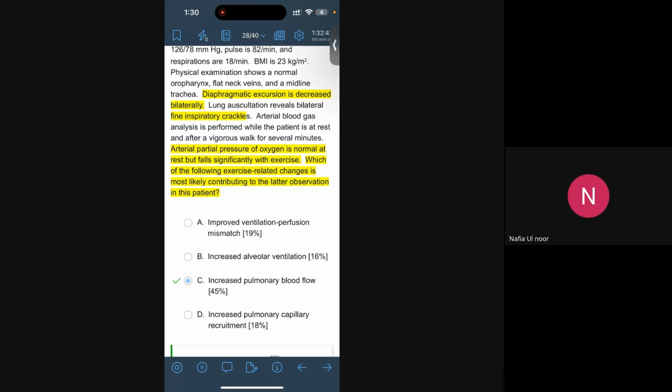But in this specific case, the patient has fine inspiratory crackles, decreased diaphragmatic expansion, and is a patient of lung fibrosis who already has an increased A-a gradient. All of these are contributing to the patient having a very small window, and he cannot compensate enough.